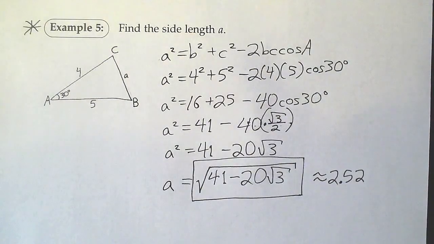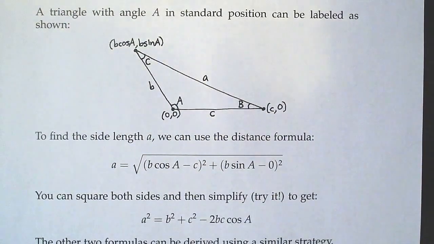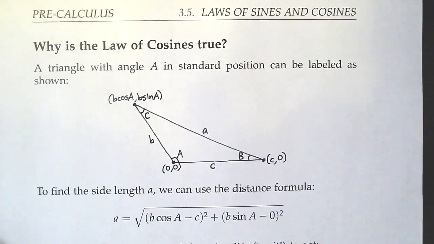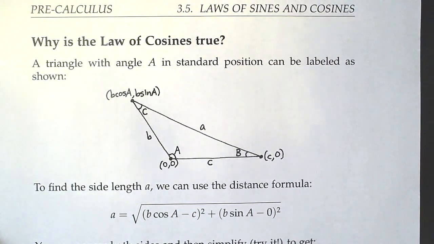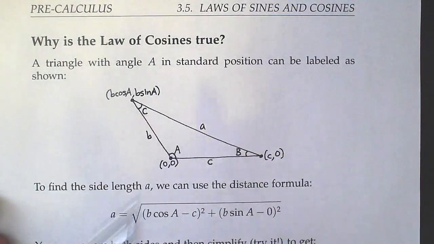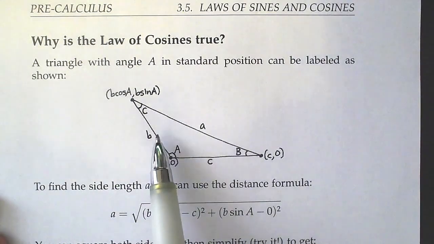All right, so we're almost done here. I'd like to take a quick look at the next page, page 120. I wanted to talk a little bit about why the law of cosines is true. So at the beginning of the section, we saw that the law of sines came from the area formula for a triangle, and this goes over where the law of cosines comes from.